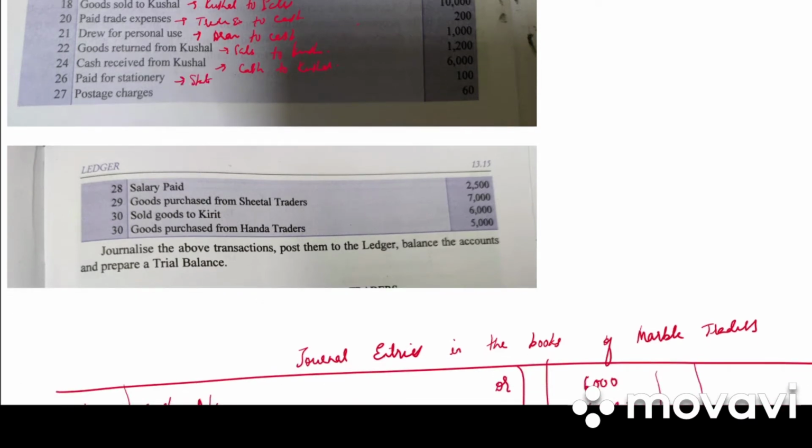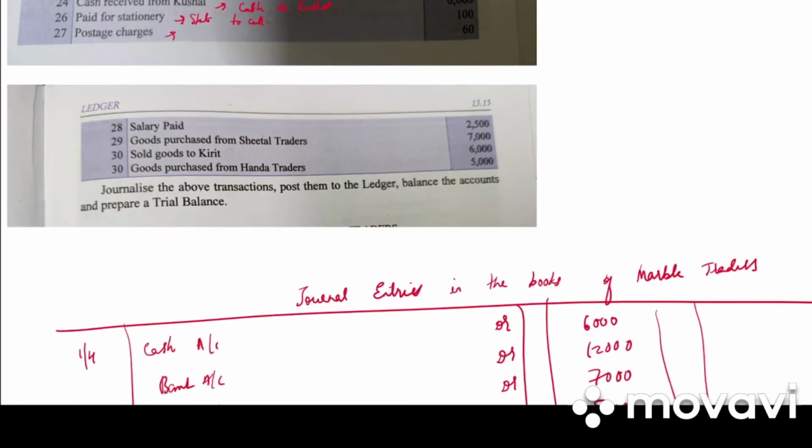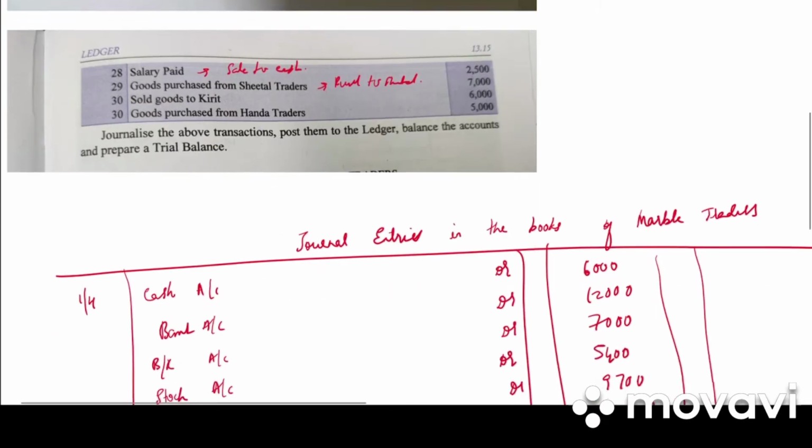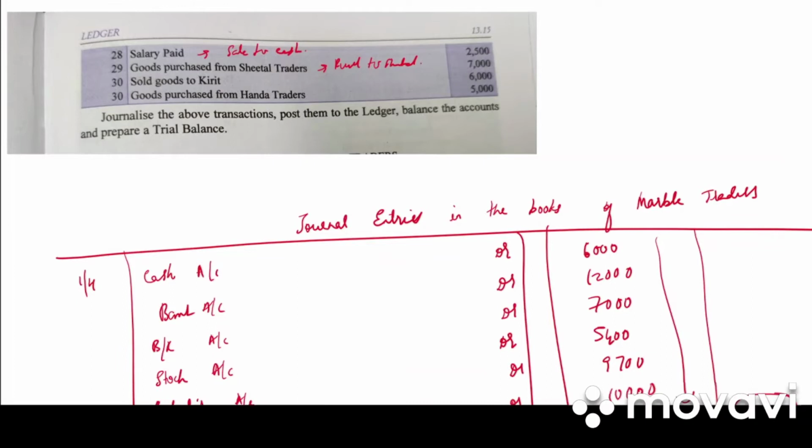Paid for stationery. Stationery to cash. Narration is paid for stationery. Postage charges. Postage to cash. Narration postage charges. Salary paid. Salary to cash. Narration salary paid. Goods purchased from Sheetal Traders. Purchases to Sheetal Traders. Narration goods purchased from Sheetal Traders. Goods sold to Kirit. Kirit to sales. Goods purchased from Handa Traders. Purchases to Handa Traders.